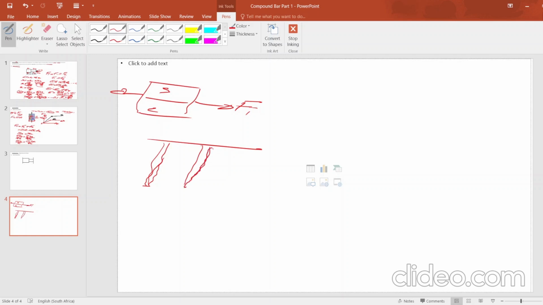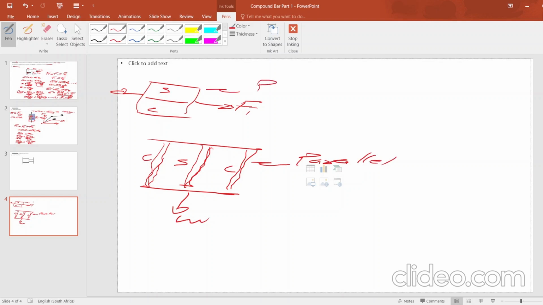It doesn't matter. As long as it's a parallel connection, you will apply similar principle. Let's say this is copper, this is steel, this is copper. It is still a parallel connection there. This one as well, it is parallel connection.